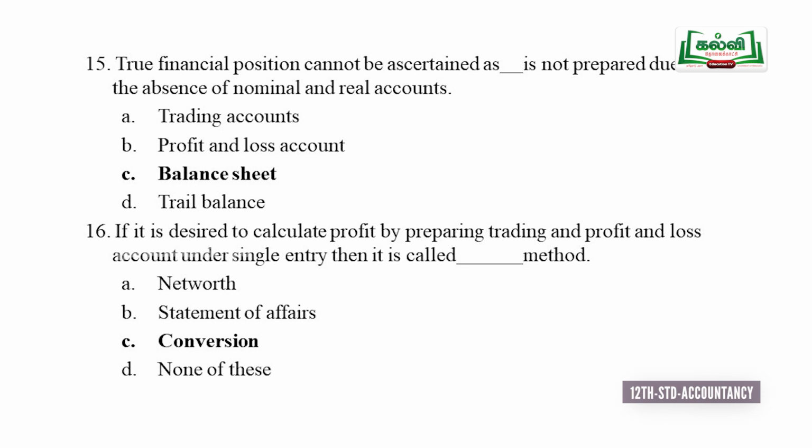If it is desired to calculate profit by preparing trading and profit and loss account under single entry system, then it is called dash method. That is, the net worth method is otherwise called a single entry system. Statement of affairs is prepared to identify the opening and closing capital. So, the answer is C, conversion method. All the records recorded under single entry system should be converted into double entry system. So, this conversion method is the correct answer.